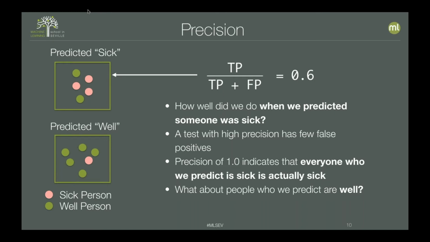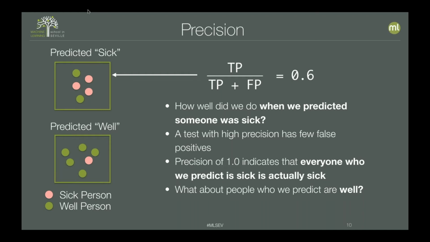I'm sorry, it's more than 11 people, isn't it? No, it's 11. We predicted 5 of those people are sick, and we predicted 6 of those people are well. So when we look at precision of a model, we're only looking at the times that we predicted someone is sick. And you can see in this case, when we predicted someone was sick, we were right 60% of the time. 3 of those people actually were sick, and 2 of them were well.